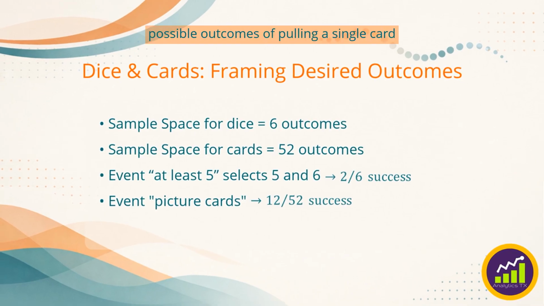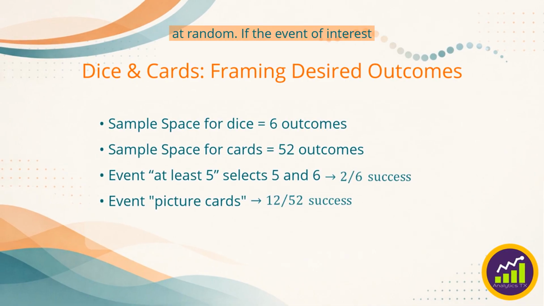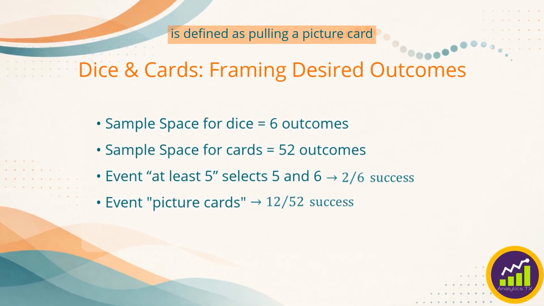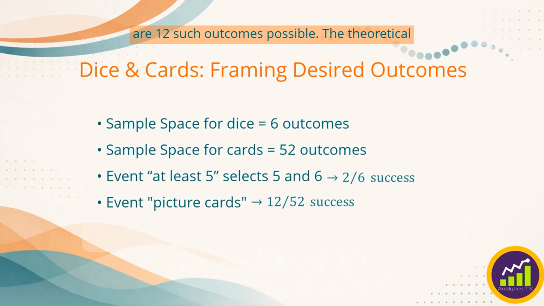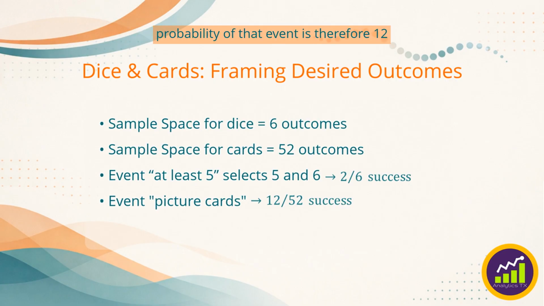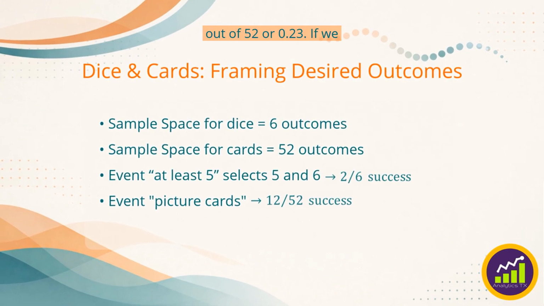In a standard card deck, we have 52 possible outcomes of pulling a single card at random. If the event of interest is defined as pulling a picture card like King, Queen, or Jack, then there are 12 such outcomes possible. The theoretical probability of that event is therefore 12 out of 52, or 0.23.